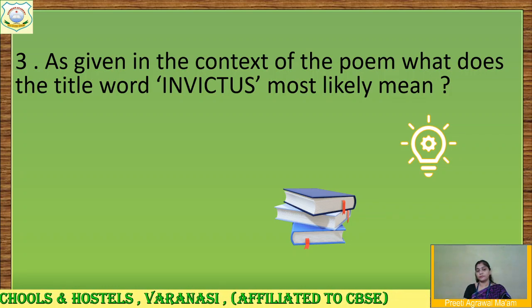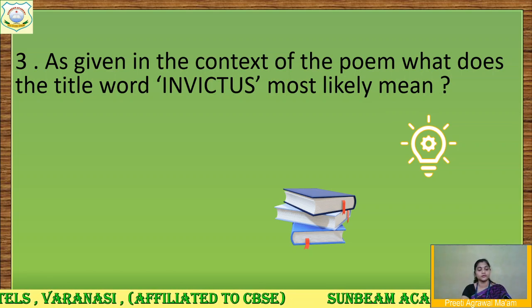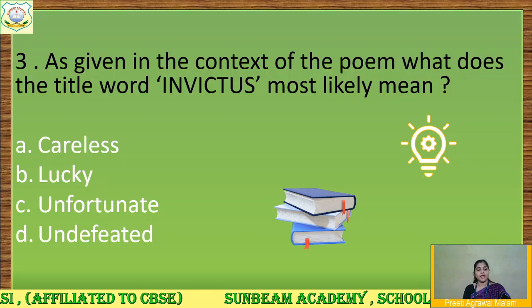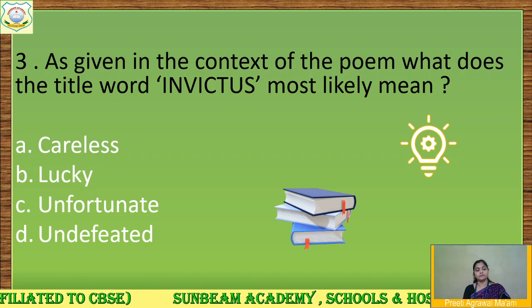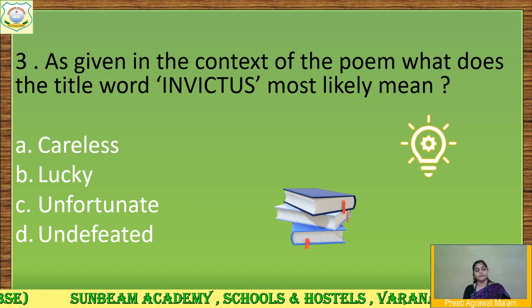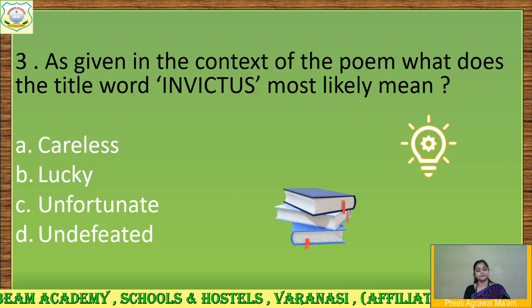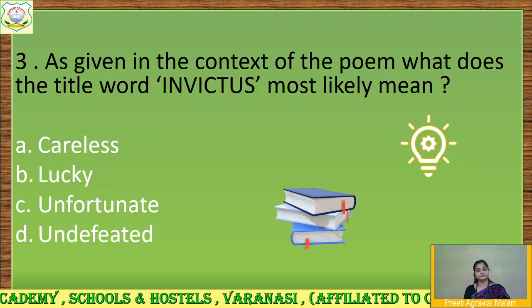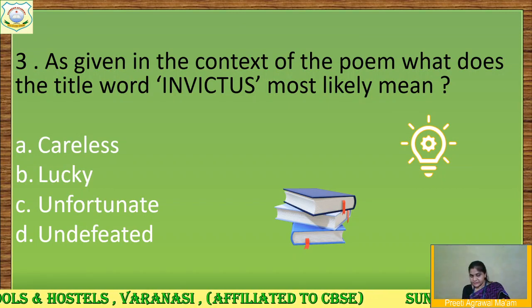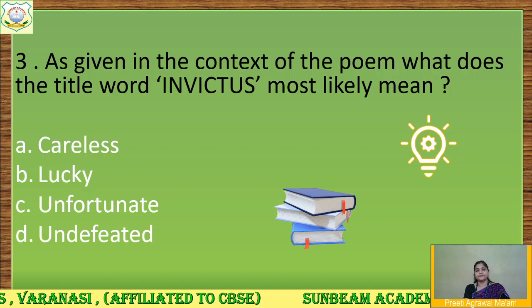But first, see my options. I am giving you the options also. A, B, C, D. There are four options. And your time starts now. Write down option A, option B, or option C. Option A is careless. B is lucky. C is unfortunate. D is undefeated.